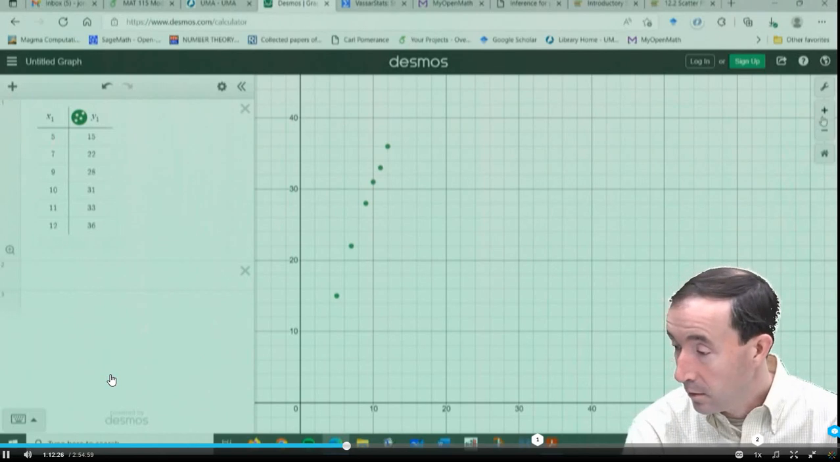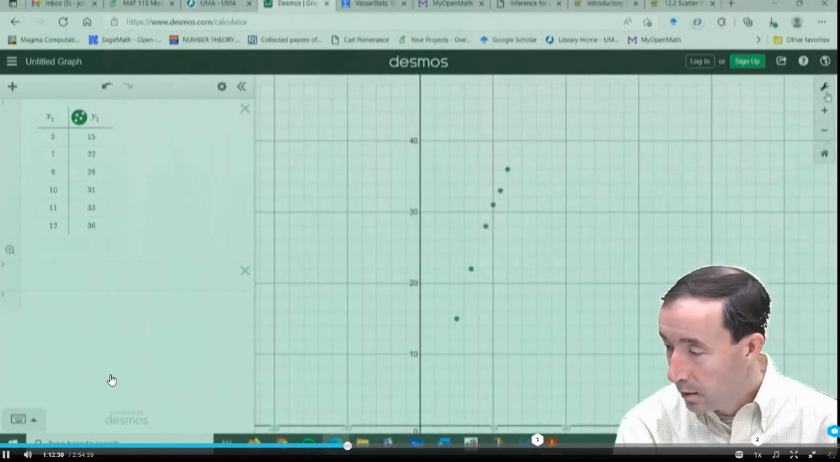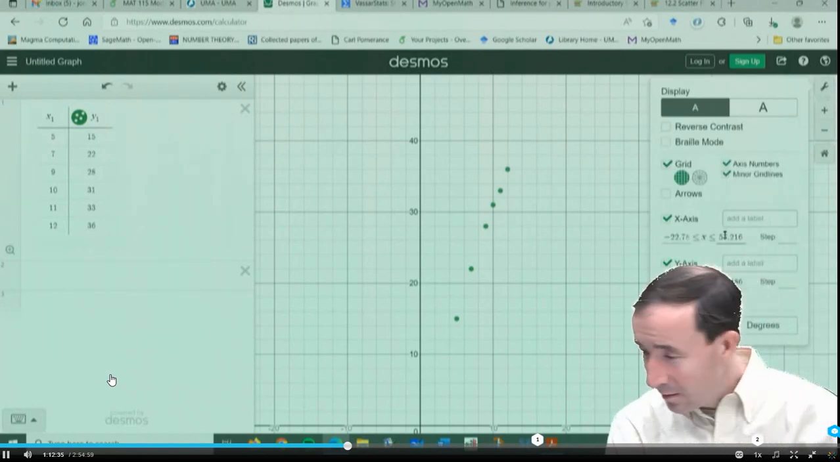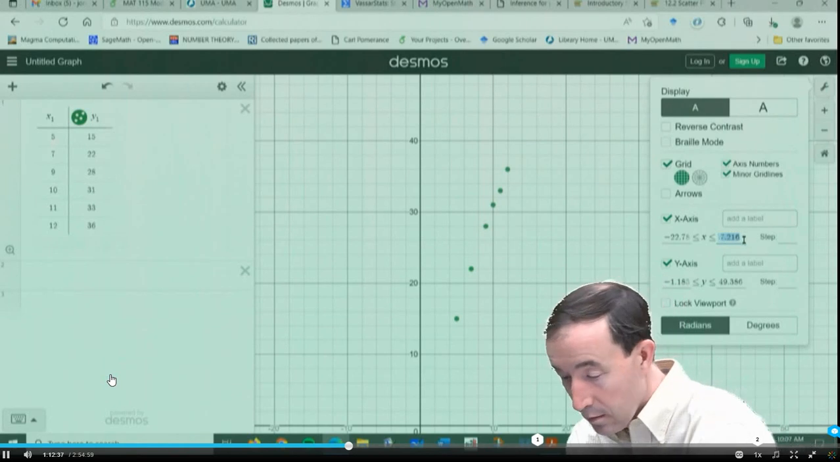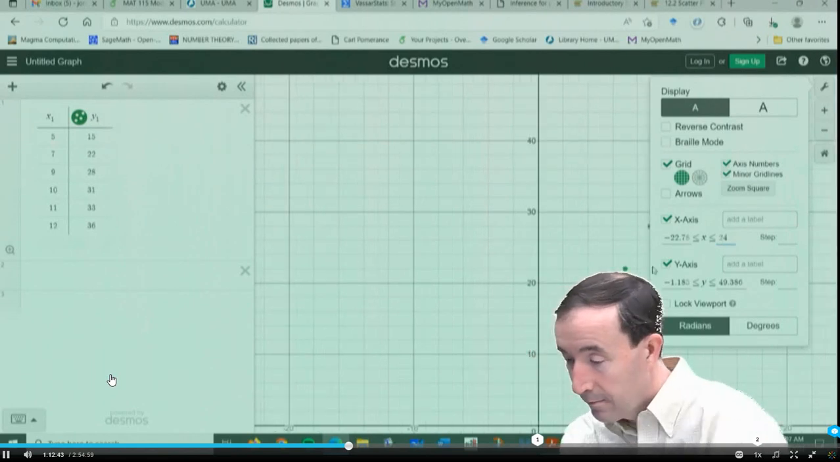In fact, yeah, that's still a little too big. I'm going to change this, let's say 40. Oh, not my x values, I'm sorry. They can stop at 24, let's say.